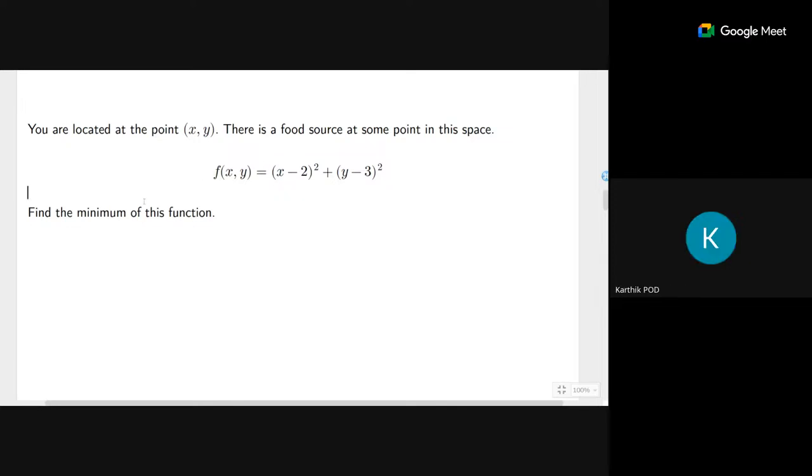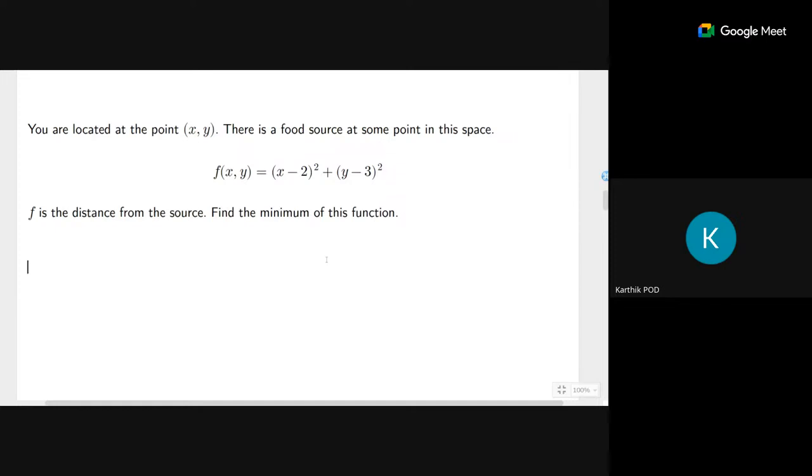Okay, so f is the distance from the source, and you want to get as close to the source as possible. In this case, it's obvious. Can you tell me where the food source is located? 2, 3. The closest we can be will be at the point 2, 3. Yes, at 2, 3. Here it's very trivial, you can clearly see this, but in general f may not be so simple.